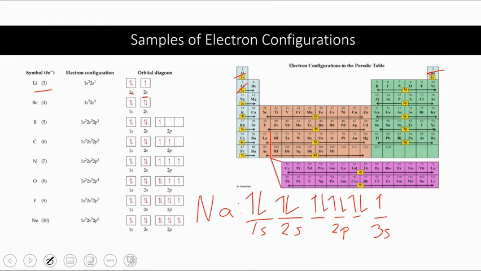So writing the electron configuration, it would be 1s2, 2s2, 2p6, 3s1. Okay, and that's how you write the electron configuration and how you draw the orbital diagram.